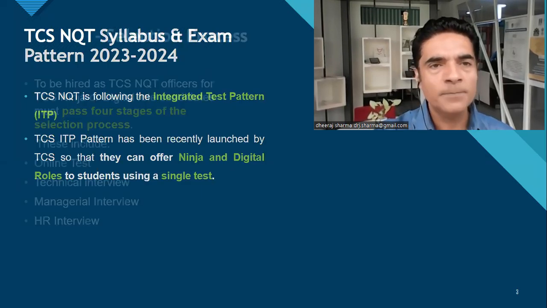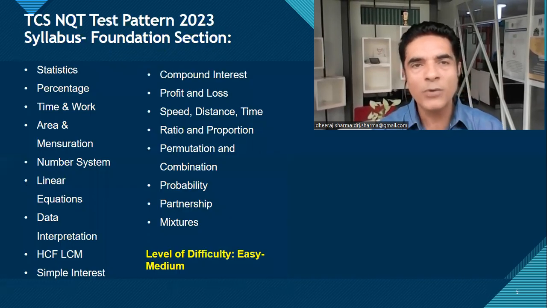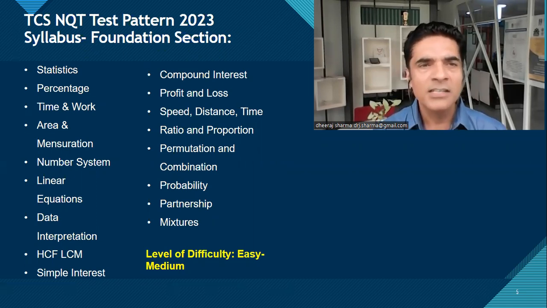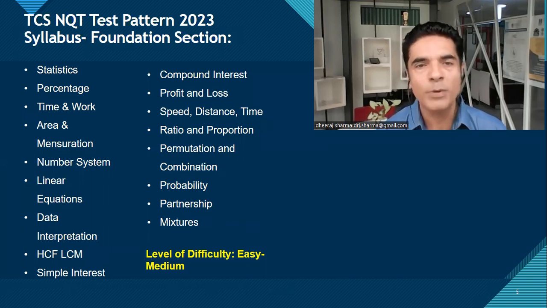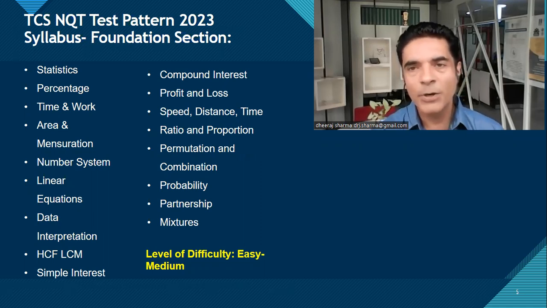So the very first thing. As far as the foundation section is concerned, in quantitative aptitude, these are the topics from where the questions are given: stats, percentages, time and work, area and mensuration, number system, linear equations, data interpretation, LCM, HCF, simple interest, compound interest, profit loss discount, time, speed, distance, ratio, proportion, permutation, combination, probability, partnership, and mixtures. And the level of difficulty, because this is a foundation level, is easy to moderate.